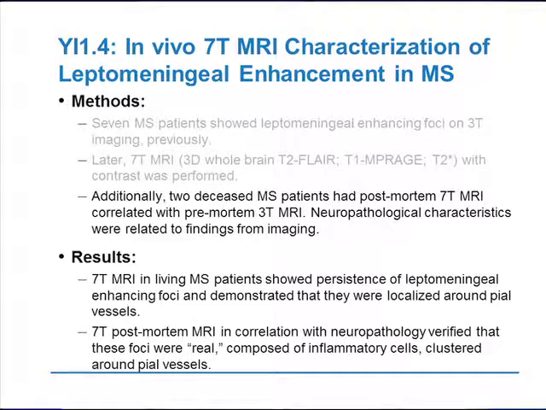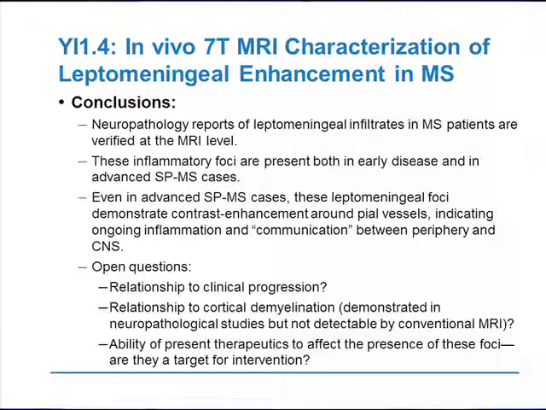What does it all mean? Well, first of all, it tells us that the line of research over about the last 10 years demonstrating, using neuropathology, that leptomeningeal infiltrates are very common in MS patients, that these are real and that they happen during life and early during life. Furthermore, these foci are present both early in disease and in advanced secondary progressive MS cases.